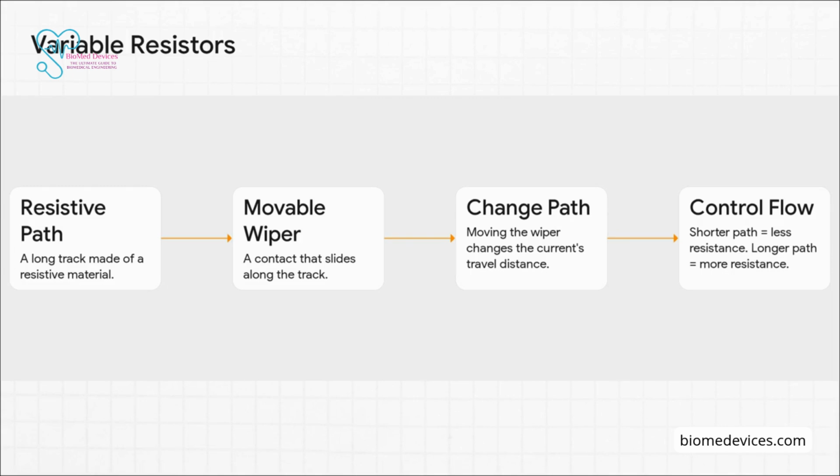Just picture a long strip of resistive material. There's a little contact called a wiper that slides along it. When you turn a knob, like a volume control or a light dimmer, you're changing how far the current has to travel through that resistive material. A shorter path means less resistance and more flow. A longer path means more resistance and less flow. It's that simple and it's that powerful.